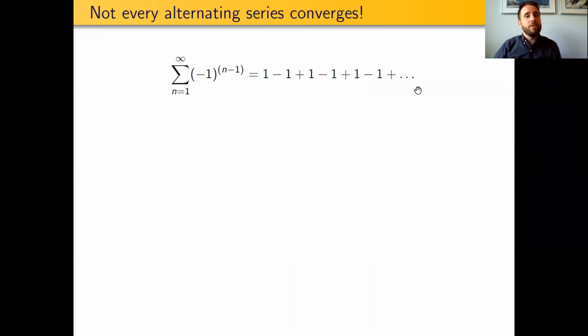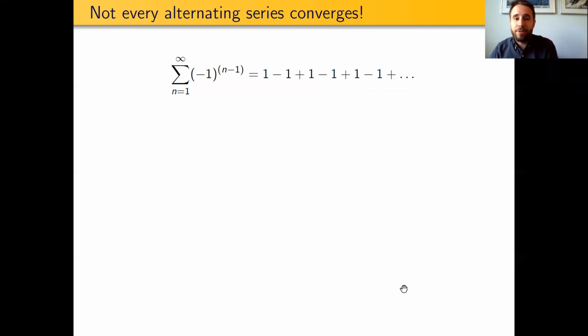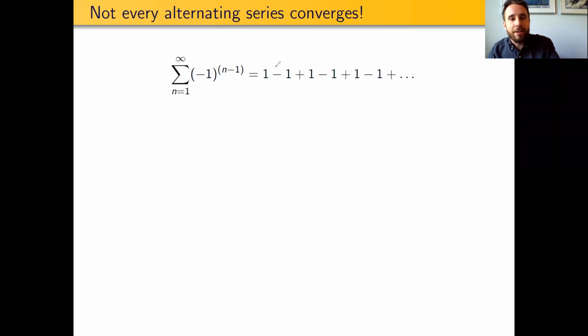I want to end this video just by highlighting that just because the alternating harmonic series converged does not mean that all alternating series converge. And here's a great example. This is just the term -1 to the n minus 1. This is 1, minus 1, plus 1, minus 1, plus 1, minus 1, and so on and so on. Here you could think of all of our a sub n's as just equaling +1.